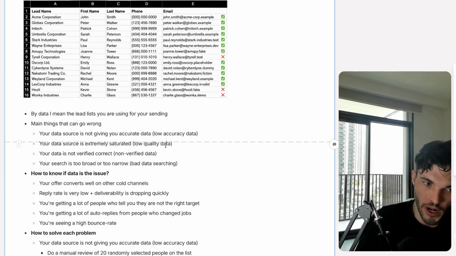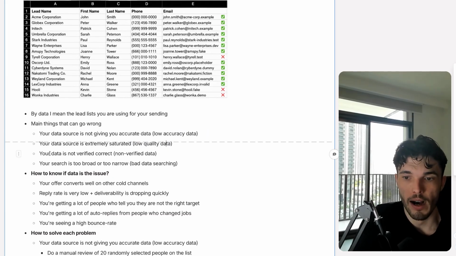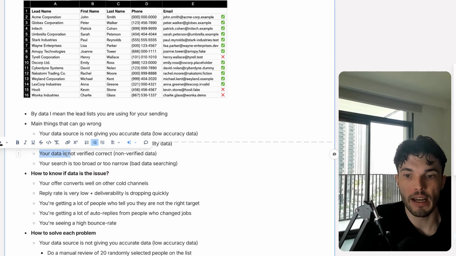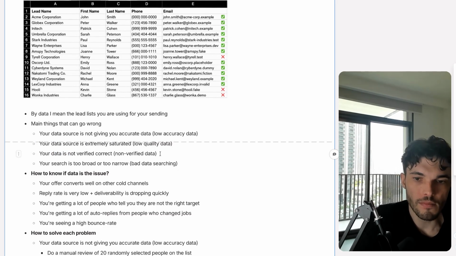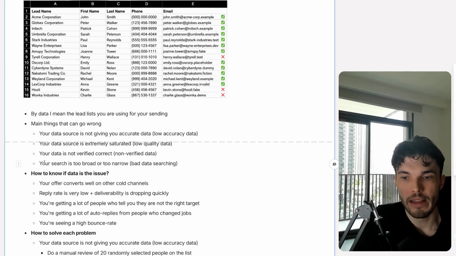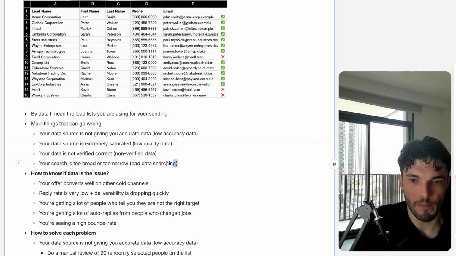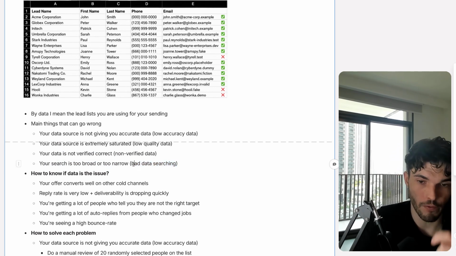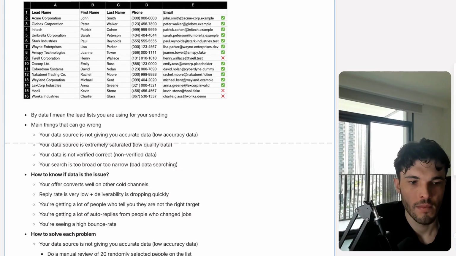So, for example, you're using some generic list that every one of your competitors is also using, right? Another issue is your data is not verified correctly. So you have non-verified data, or you haven't verified it in the right way. And then another issue could be that your search is too broad or too narrow. So basically, you don't have a good process for your data searches.